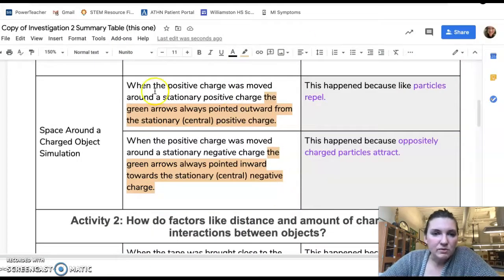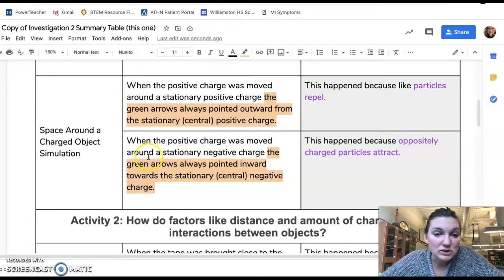So when the positive charge was moved around a stationary positive charge, the green arrows always pointed outward from the stationary central positive charge. So that's showing that the electrical field is going outward from positive charges, okay? This happened because like particles repel, and that's also just the way that electrical field lines are written. Positive charge has a stronger force, a stronger potential energy than a negative charge does. So that's why that shows those forces going outwards.